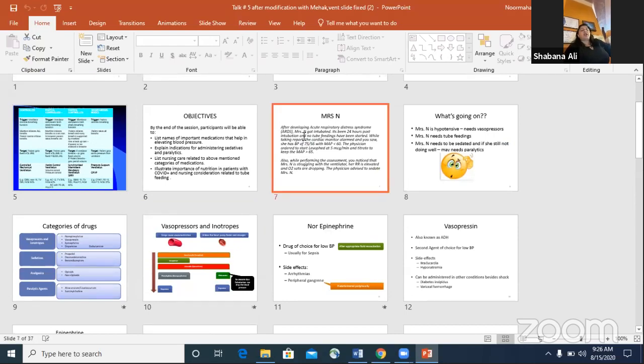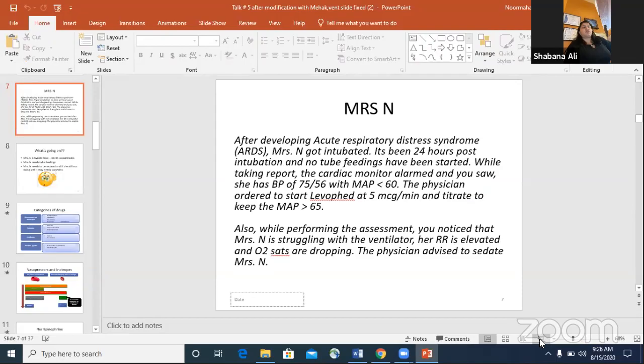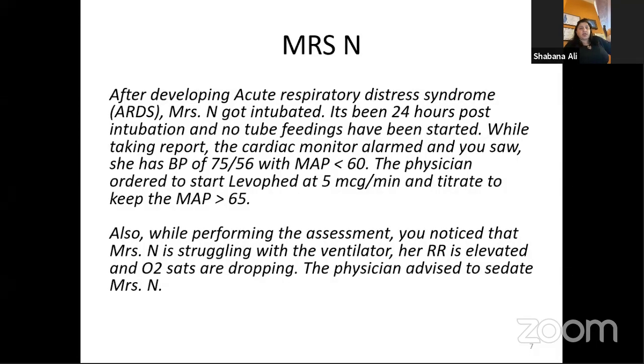Then 24 hours post-intubation, there was no tube feeding initiated. When you came in, you found out no tube feeding had been initiated on this patient. While taking report, the cardiac monitor was alarming, and you saw that she has a blood pressure of 75/56 with a mean arterial pressure less than 60.